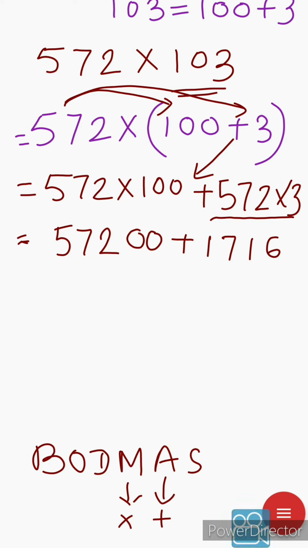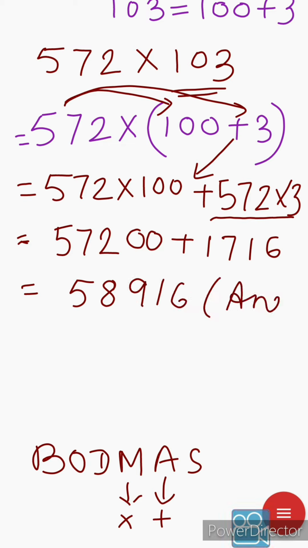Now we will do the addition part. Now here 57200 plus 1716, if you add these numbers up, you will get 58,916, and this is your answer. Okay, so I hope students, you have understood this distributive property of multiplication, and it helps us to perform very long multiplication calculations easily.